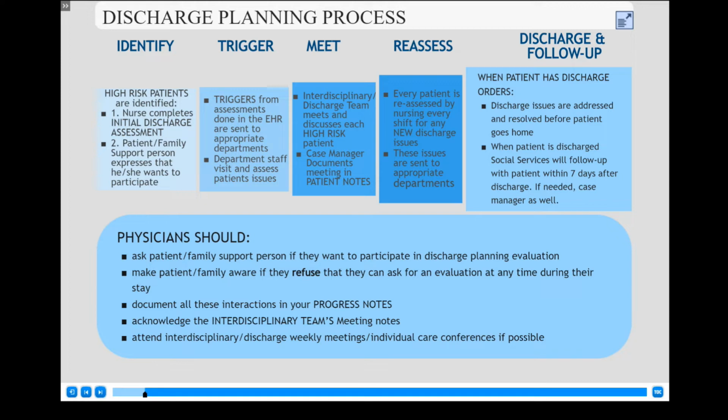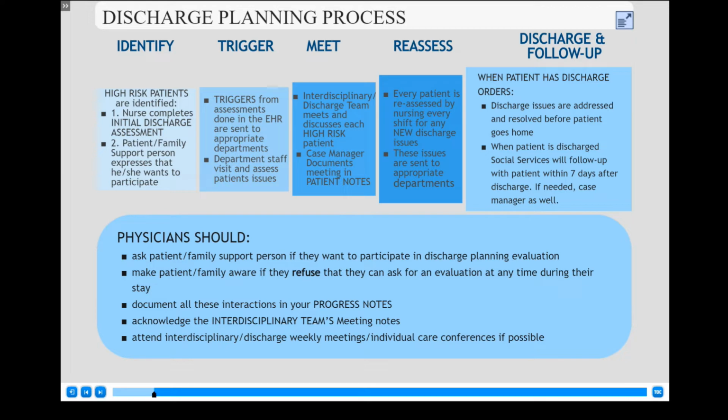Next, the interdisciplinary and discharge team meets and discusses each high-risk patient. Case manager documents meeting and patient notes after this is done. Every patient is reassessed by nursing every shift for any new discharge issues. These issues are sent to appropriate departments afterwards.